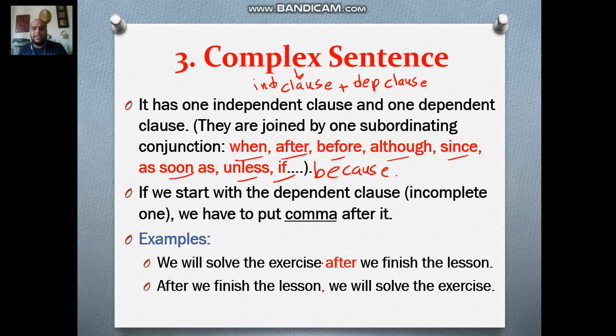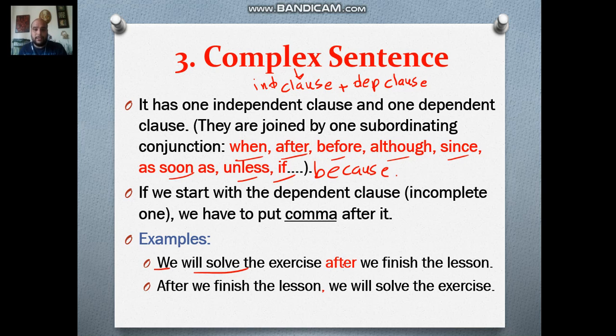We will solve the exercise after we finish the lesson. We, subject, will solve, verb, I have a clause. We will solve the exercise. Cool. I can understand this. You're going to solve the exercise.